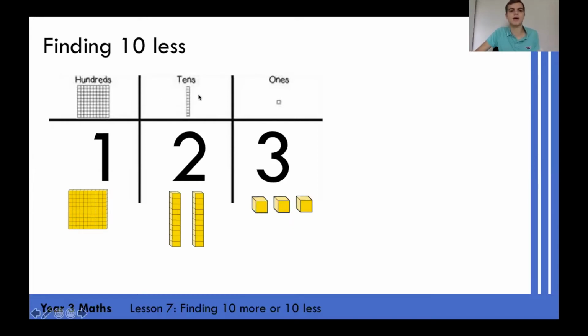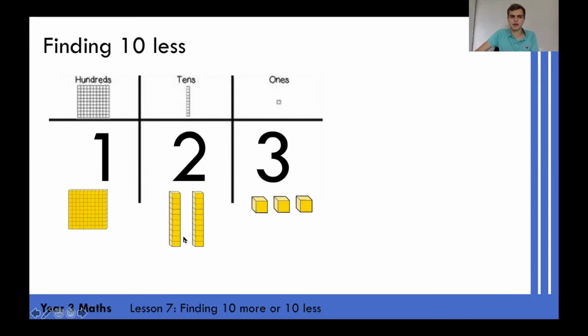Yeah, you're absolutely right. I'm going to look at my tens because I'm looking at 10 less, not 100 less, not 1 less. So I'm going to look at my tens column. And here I've got 2 tens. So if I'm going to take one of those tens away, because we've just said less is when we take away, how many tens am I going to be left with?